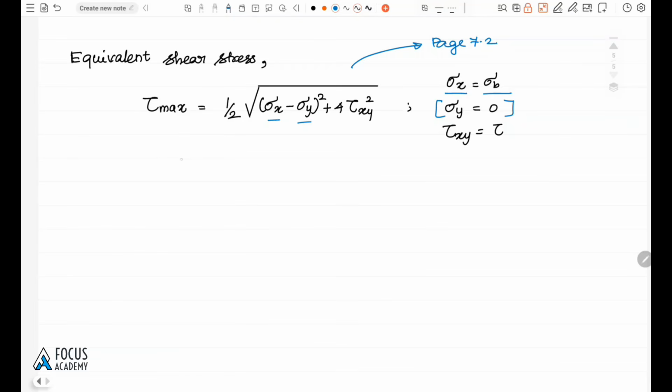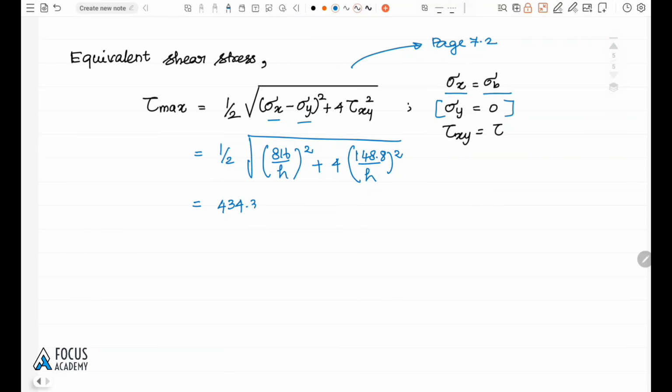And by substituting here, tau max is equal to 1 by 2 root of, instead of sigma x, that sigma value 816 divided by h the whole square, plus 4 into tau value that was already calculated, 148.8 divided by h the whole square. And by simplifying that, the value will be 434.3 divided by h. So that is the maximum stress value.